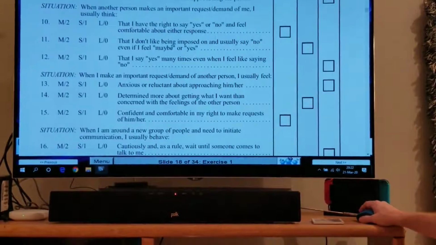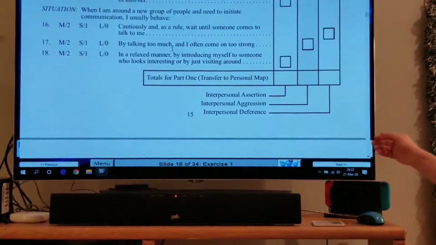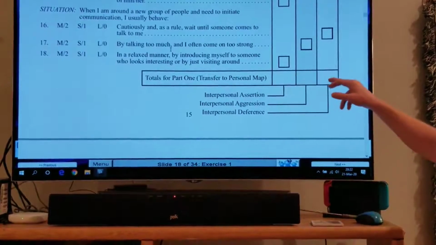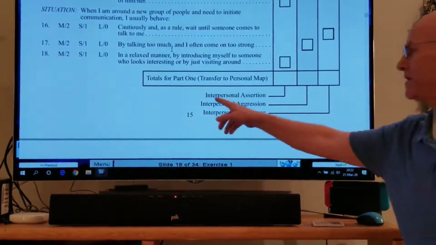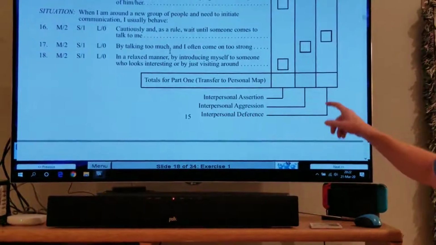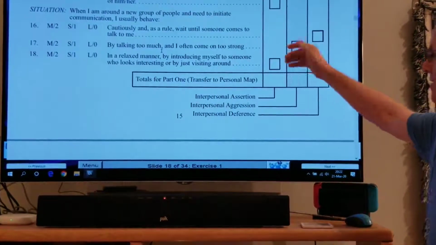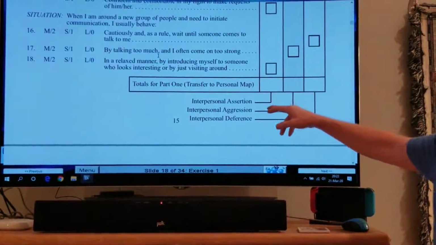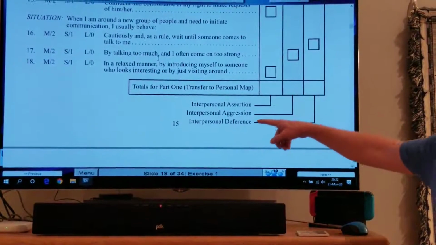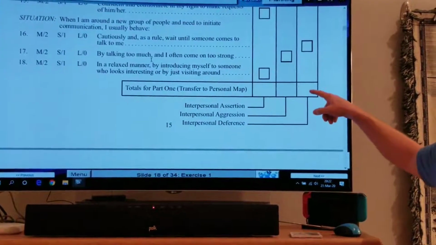So when I'm done with the first page, then I got a total. Now there's not going to be a total on every page, but when there is, you got to total those blocks. Now notice what we have here. There's a piece pointing at each box. And that won't be on every page either, but it is on this page. So when we have this total of box, that's going to equal our total score for interpersonal assertion, interpersonal aggression for column B, interpersonal deference for column C.